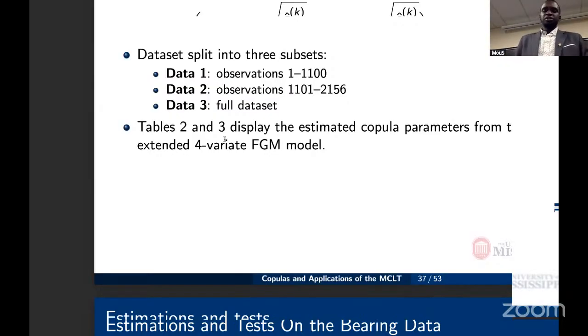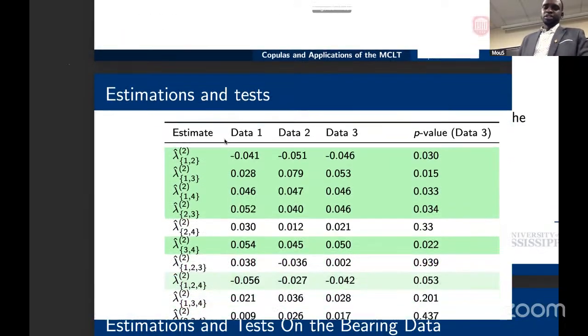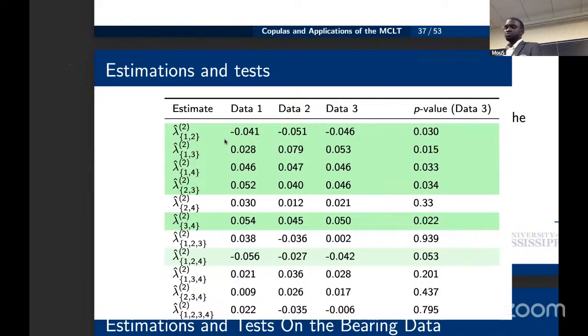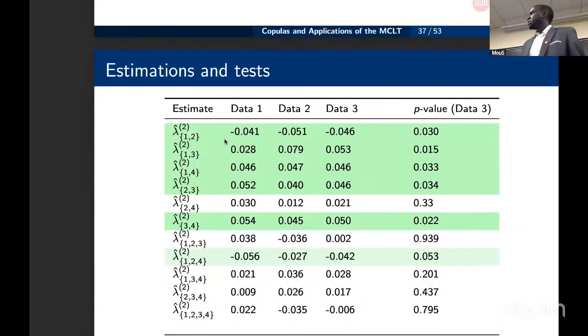Tables 2 and 3 display the estimated copula parameters from the extended 4-variate FGM model. So these are the estimates of parameters lambda 2. And all those in green are statistically significant because the p-value is less than 0.05. I didn't mention that we are using alpha equals 5%. So for our significance level, all these in green are statistically significant, and we can then keep these parameters in our model selection process.